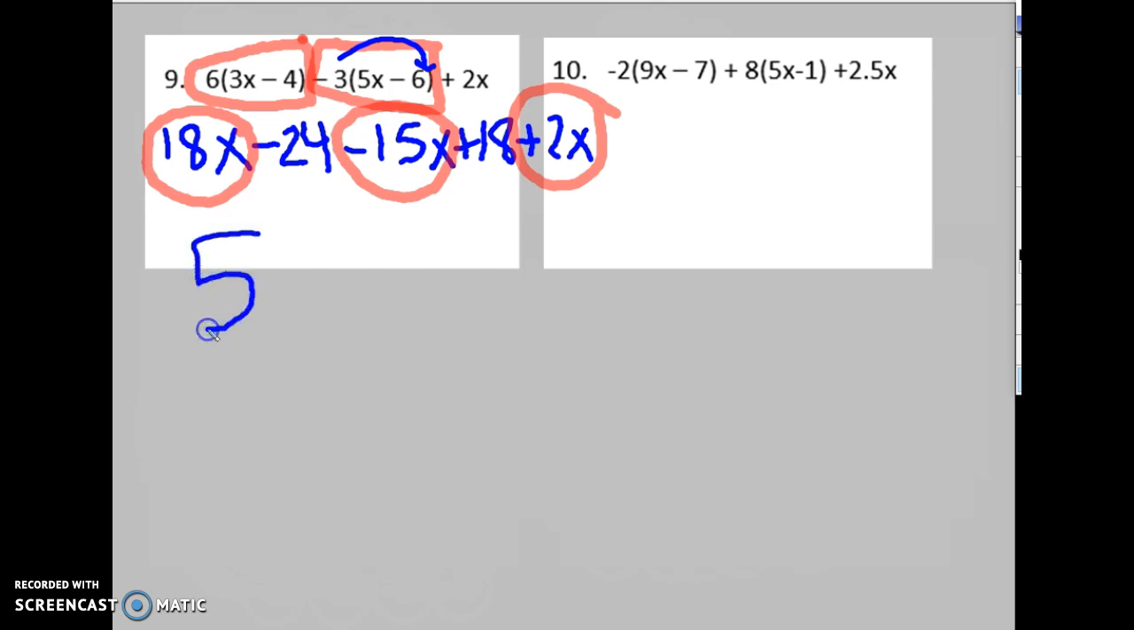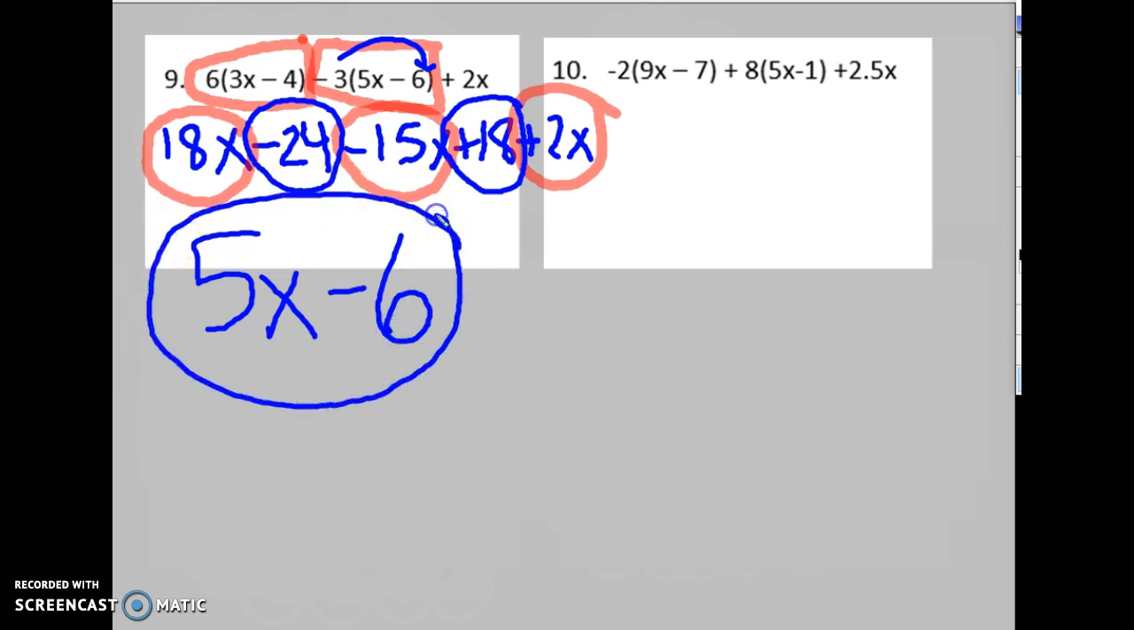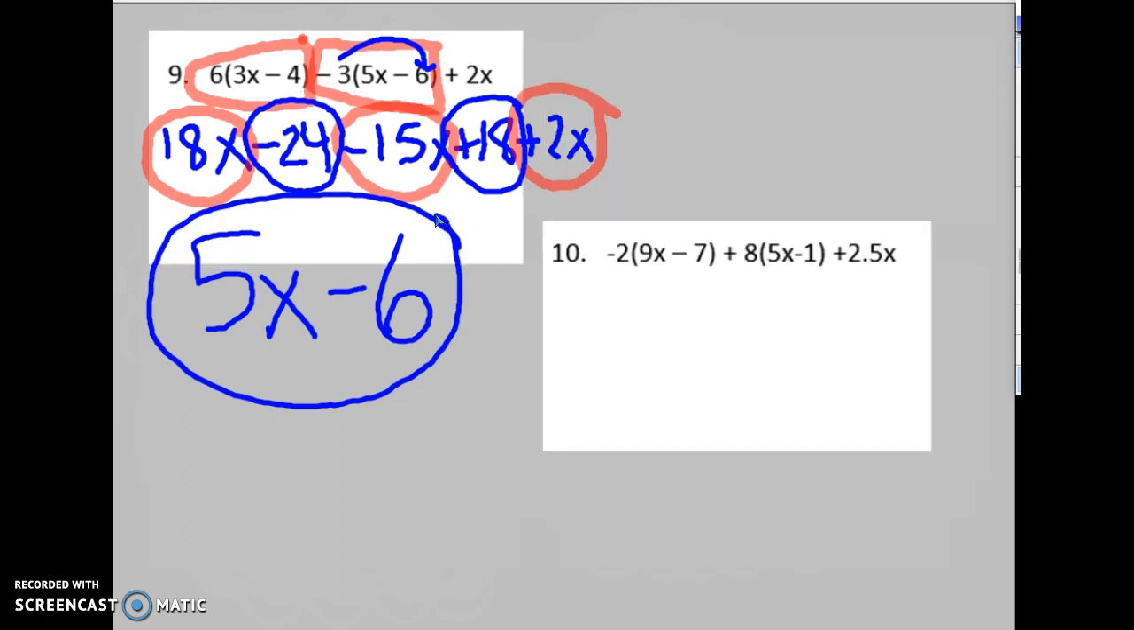So we have 5x. And then the last thing we need to do is combine the items that don't have the variable, negative 24 plus 18. So negative 24 plus 18 is negative 6. I have now combined all of my like terms, and I have an answer of 5x minus 6.